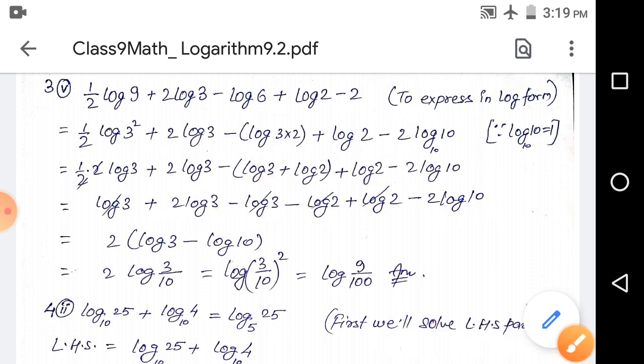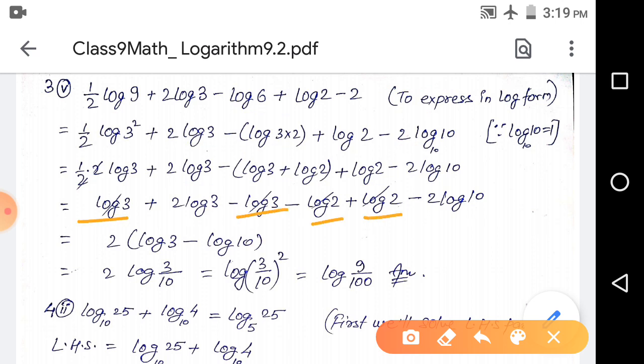Okay, now see if we solve here, this log 3 cancels, this log 2 cancels, what is left? 2 log 3, and here 2 log 10. So 2 log 3 minus log 10, using the quotient law, 3 by 10. So 2 log 3 by 10, this one becomes log of 3 by 10 square, that is log 9 by 100, the answer.